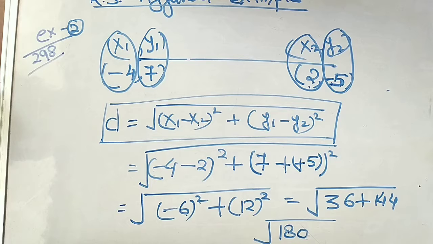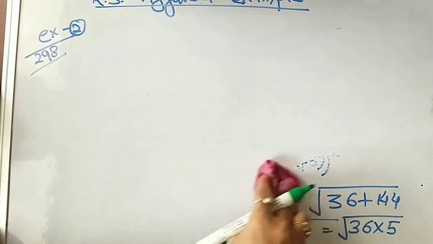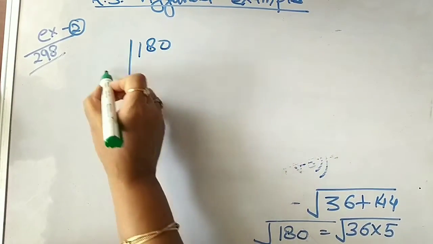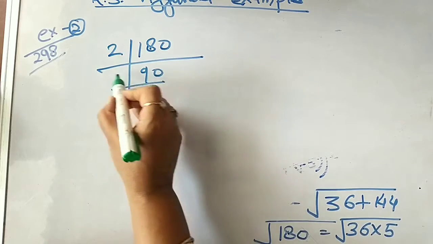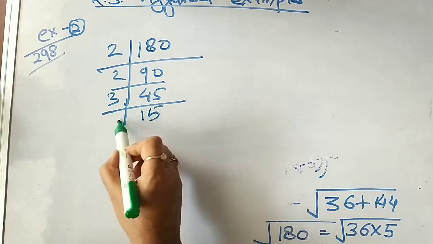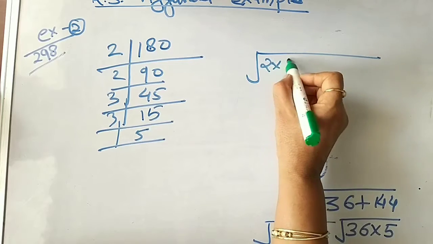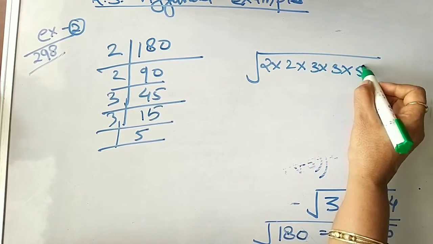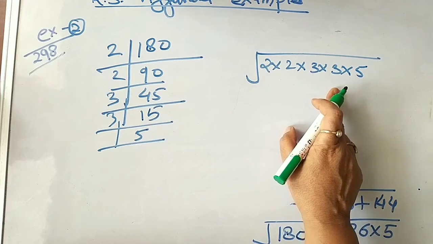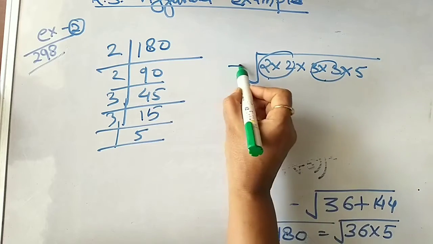Now can I write 180 as 36 into 5 under root? Or I will tell you one more method, suppose this is not comfortable for you. For 180 you can do prime factorization. This is 45, then I can take 3, then again 3. So this is nothing but root of 2 into 2, 3 into 3, into 5. 180 is this, correct? This is a pair, this is a pair, so 2 will come out and 3 will come out, correct?